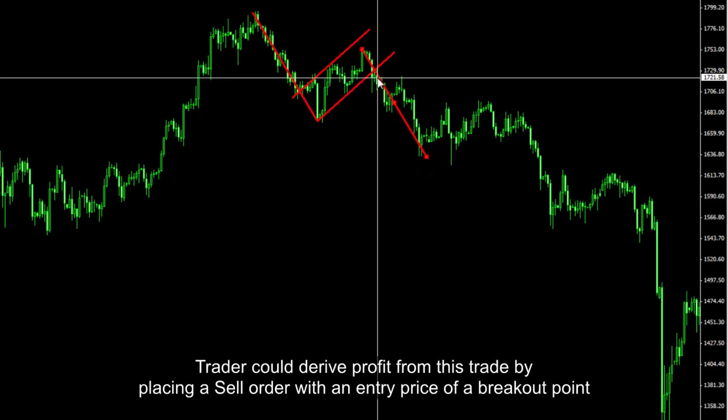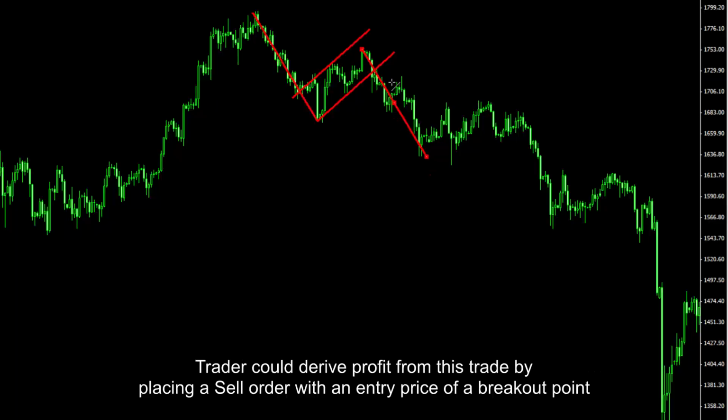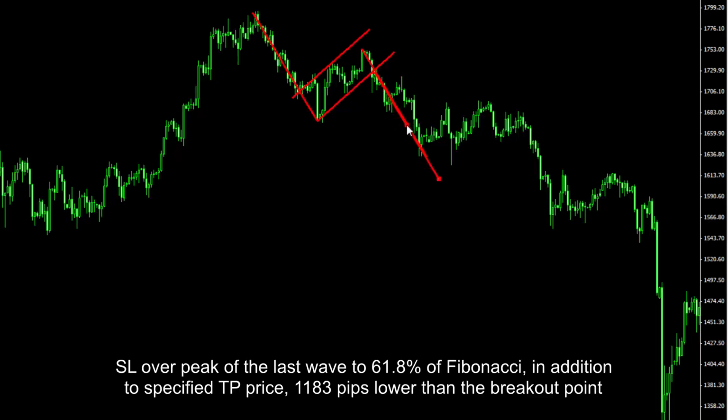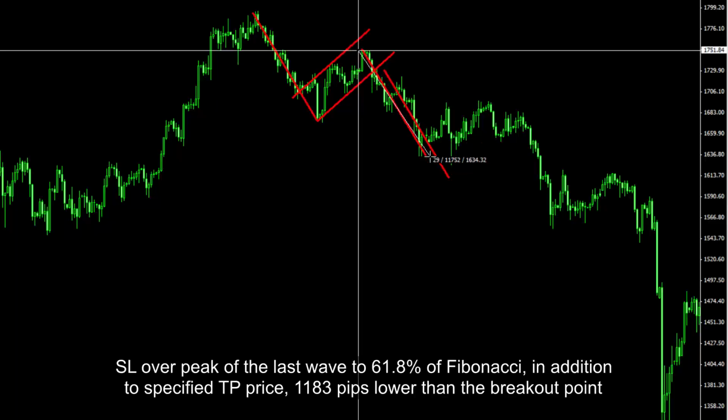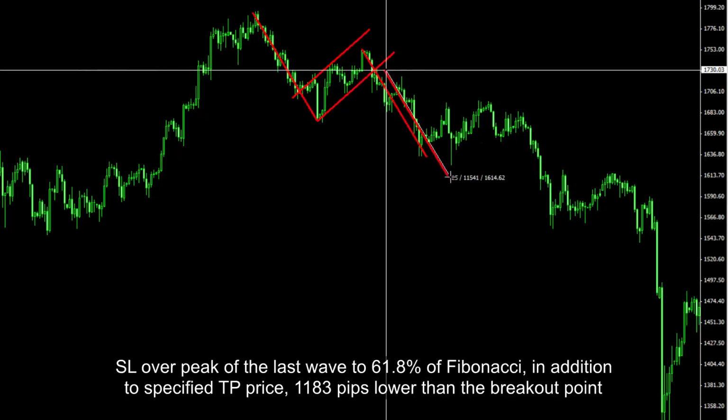A trader could derive profit from this trade by placing a sell order with an entry price of the breakout point, SL over the peak of the last wave to 61.8% of Fibonacci, in addition to the specified TP price 1,183 pips lower than the breakout point.